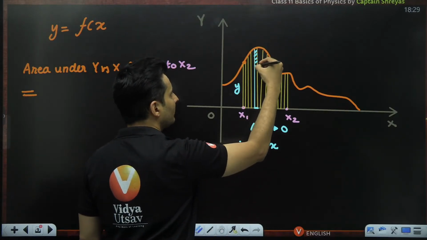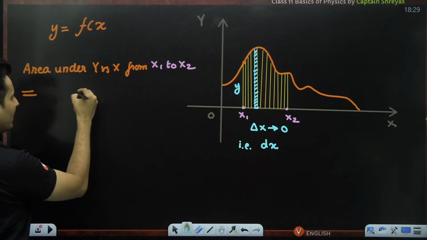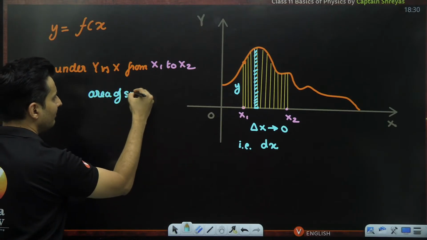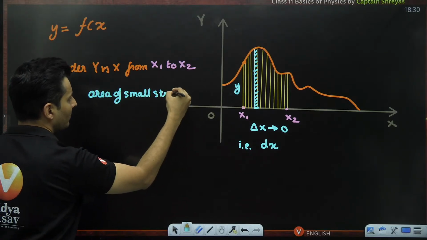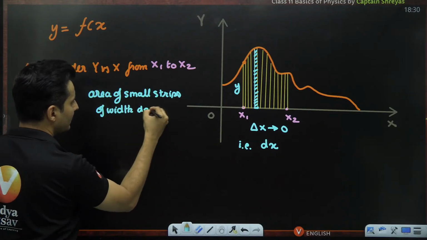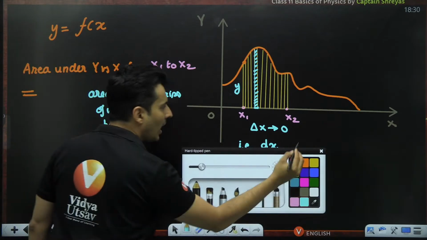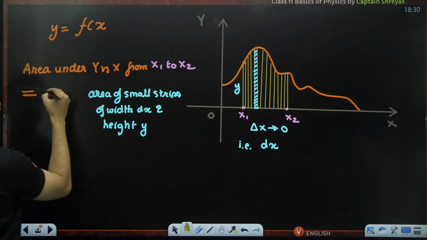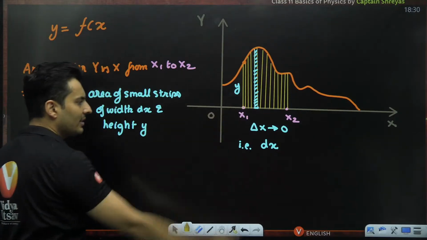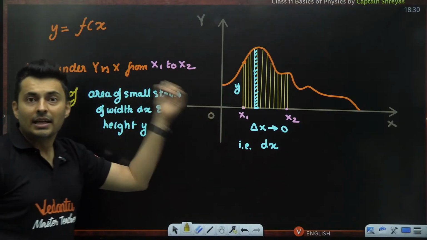So the area of this particular strip will be the area of those very small strips of width dx and height basically y, and you have to add them all. So the sum of the areas of those small strips whose width is dx and height is basically y. Then it will be accurate.